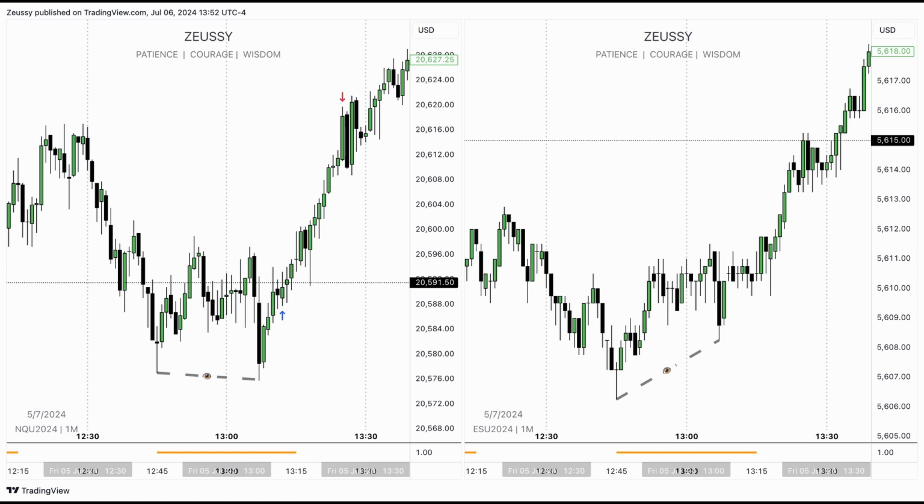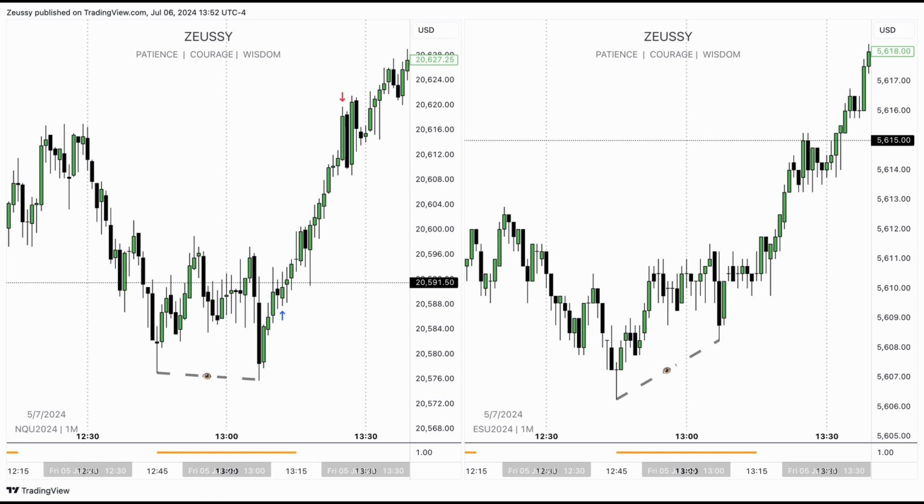We can see that between 12:30 to 1, both Nasdaq and ES formed a low. 12:30 to 1 is the final 30-minute cycle within our first 90-minute cycle of the afternoon session. We form the low and then the next 90-minute cycle opens up at 1 p.m. This 90-minute cycle can be divided into three 30-minute cycles.